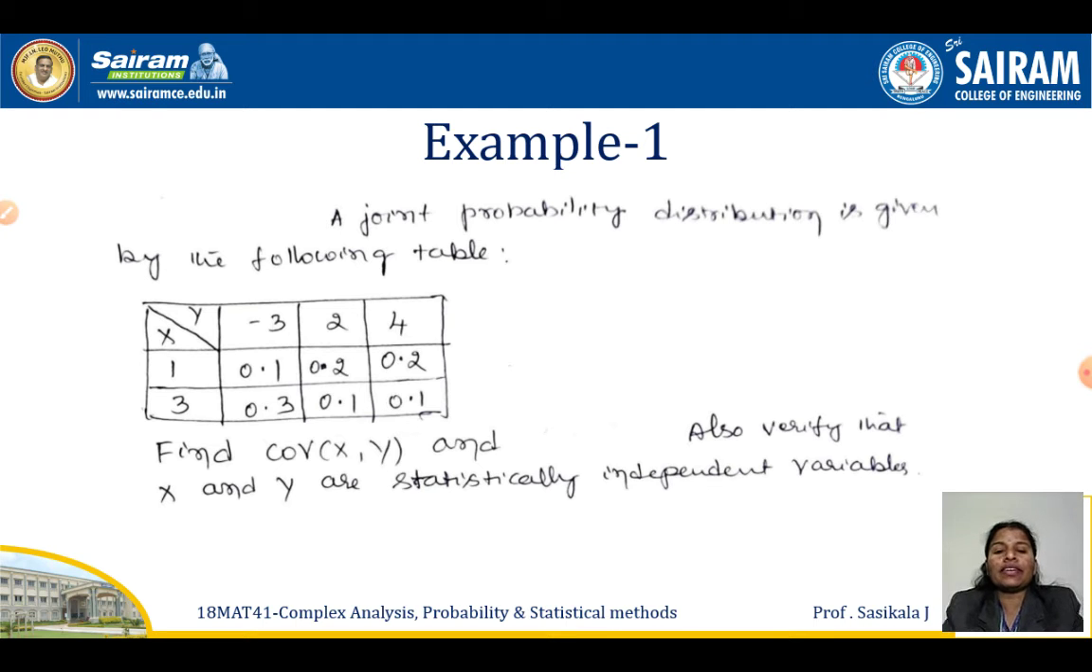So what is a statistically independent variable? Statistically independent variables means the expectation of xy, that means the mean of xy, should be equal to the expectation of x into the expectation of y, right? In that case we can tell. So first, to find the covariance, we need to find the expectation of xy, the expectation of x and the expectation of y. So I need the mean of x, the mean of y, then the mean of xy, isn't it? So first we need the marginal distributions of x and y. It's clear now? So we'll go for the solution.